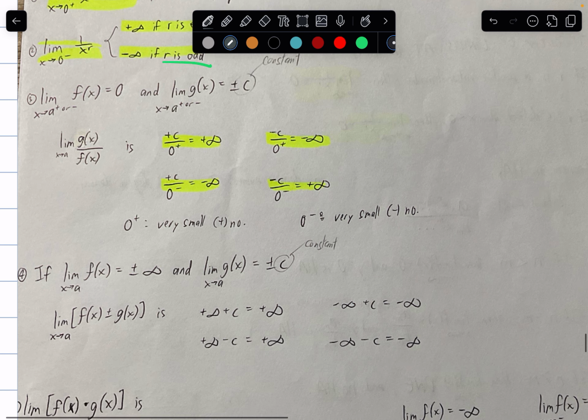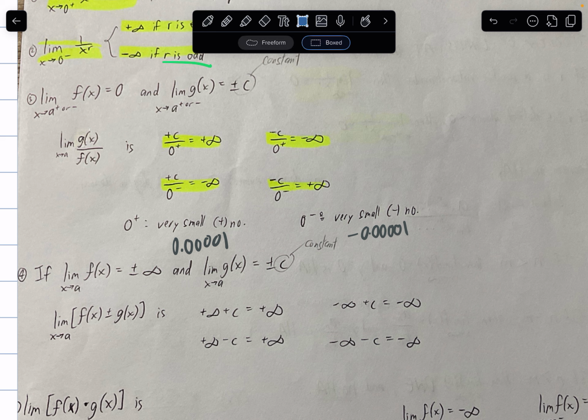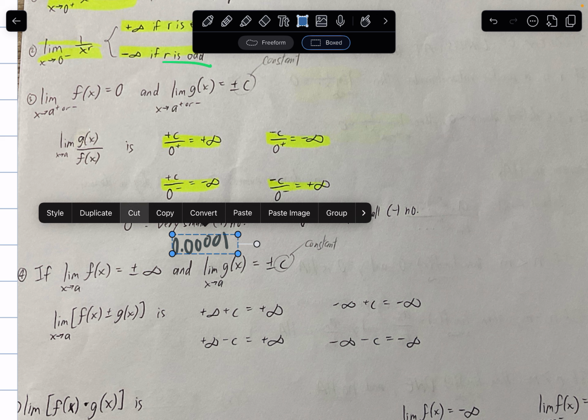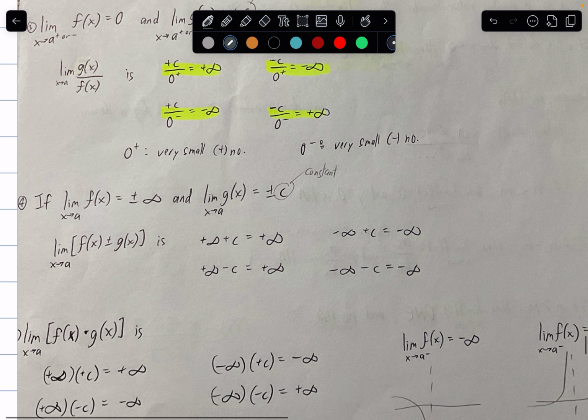So, you're supposed to know that 0 from the positive side is basically a very small positive number, let's say 0.0001. For 0 coming from the left side, it's a very small negative number, so let's just say the opposite, denoted by a negative sign on the same number, 0.0001.